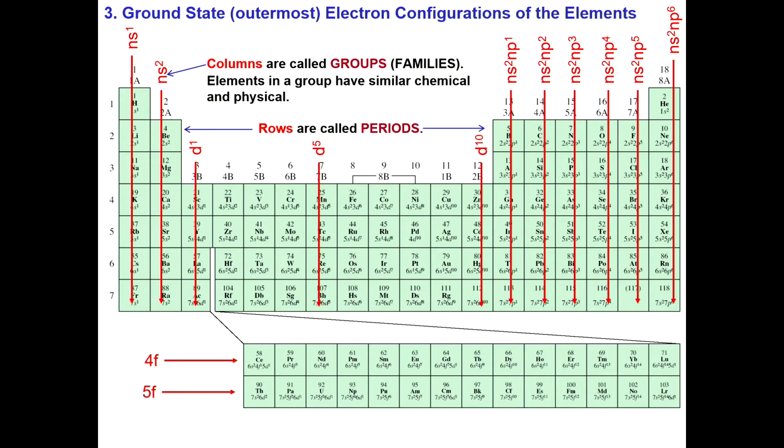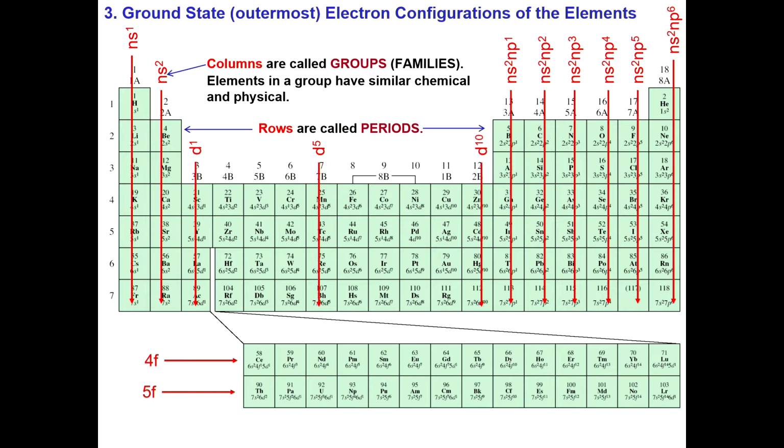Okay, and for the D block elements, the outmost electrons are filled in D orbitals. And for these elements, the outmost electrons are filled in NP orbitals. So in this group, the electron configuration is NS2, NP1. This is NS2, NP2. And this is called a noble gas. Basically they are stable. Their electron configuration is like this, NS2, NP6.